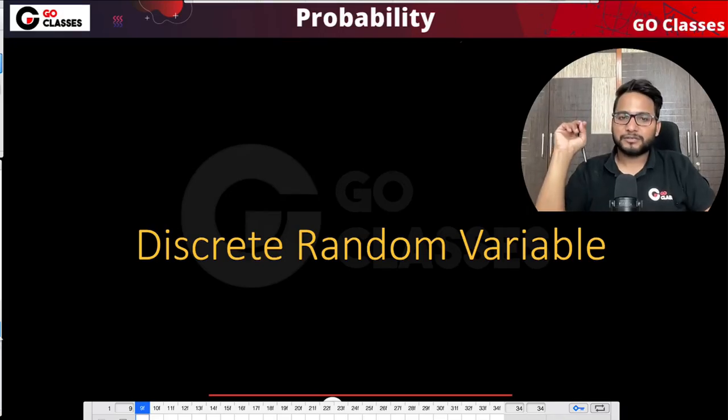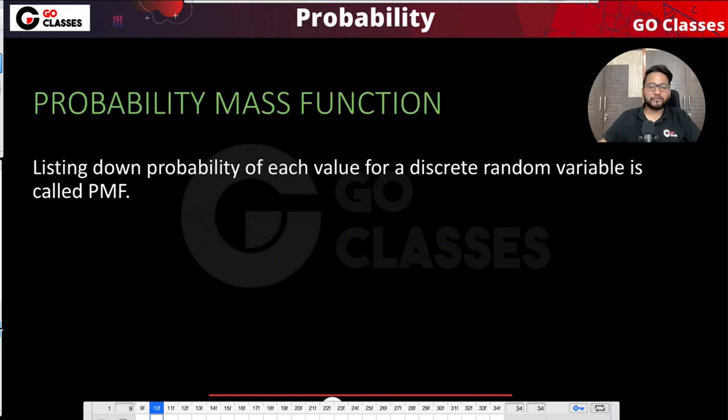Hi everyone. So now let's start discrete random variable, which is one of the most important topics in probability distribution, right? Okay. So the first definition that we are going to study in discrete random variable is probability mass function. Let's just see this definition. What is this probability mass function, or sometimes we call it in short PMF?